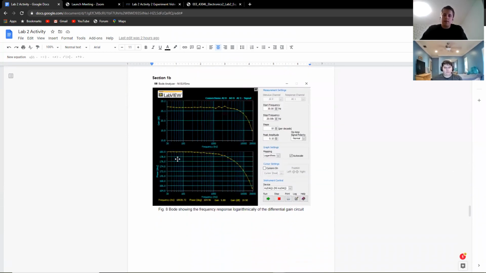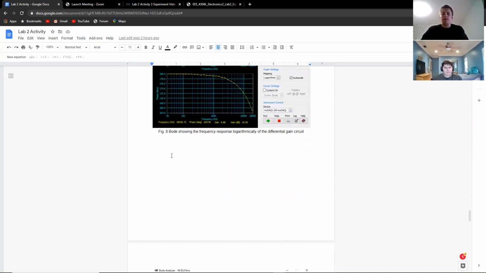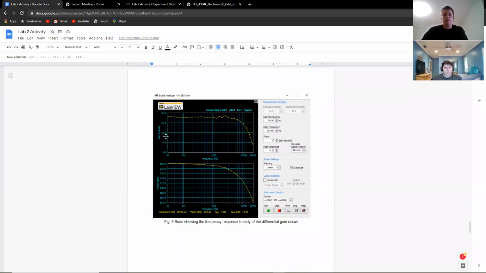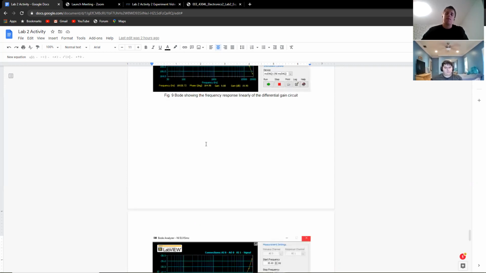Here we have the Bode plot showing the frequency response logarithmically of the differential gain circuit, which has a gain of around 20 dB. Exactly, it says here 19.9. Then this is the linear Bode plot, showing that the gain was in the expected 10 region, with the 9.88 gain in the Bode plot.